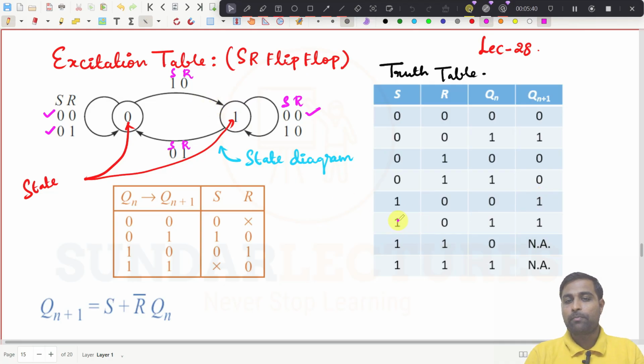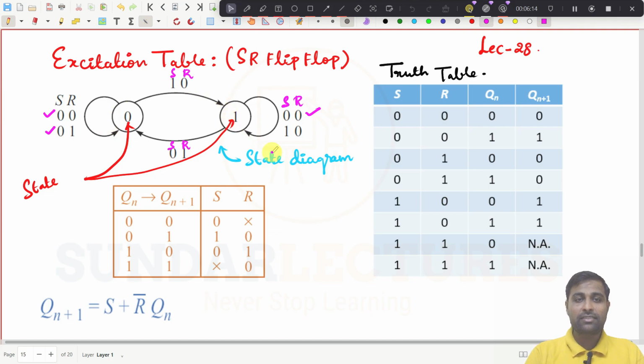And you see this one now. If the present state is 1 and I am giving S equal to 1, R equal to 0, it is a set condition. Already the present state is 1, so the next state will also be 1. See here, 1, 0. And you cannot give these two states. In an SR flip-flop, you cannot give S equal to 1, R equal to 1. Not possible, right? So that is what we have written here. Very simply, we have drawn a diagram, a pictorial representation, a state diagram to understand the working of an SR flip-flop.